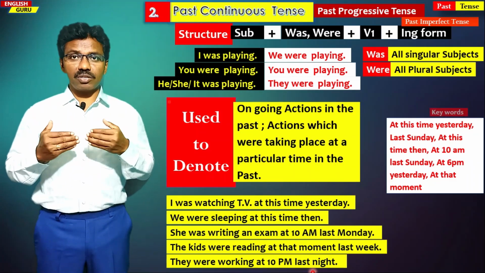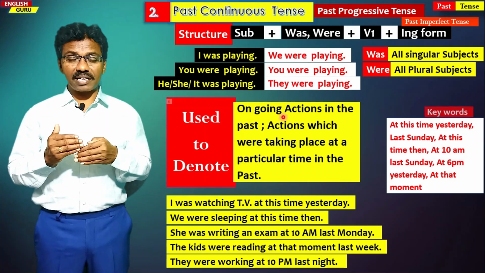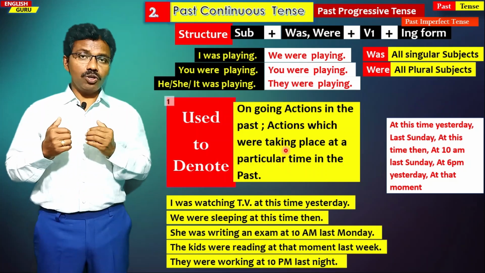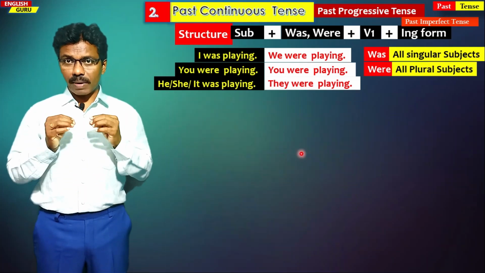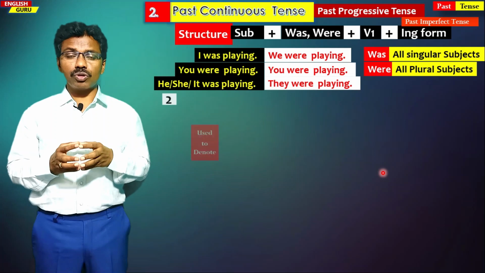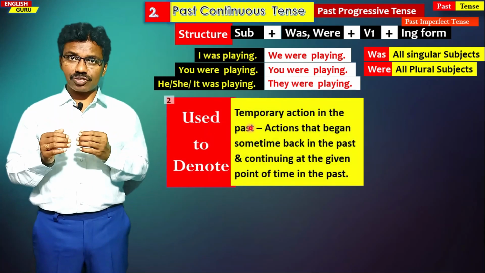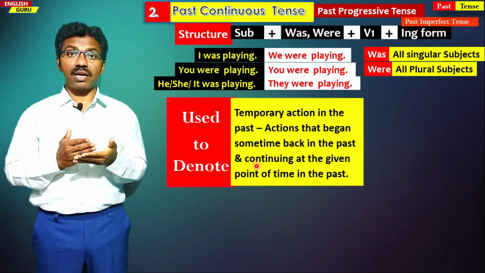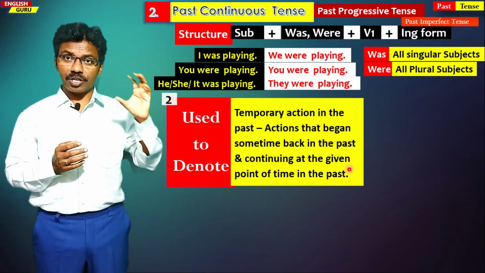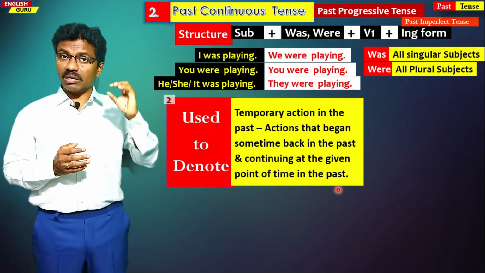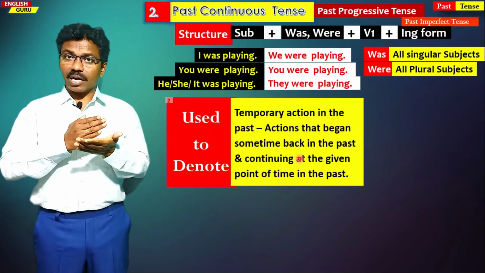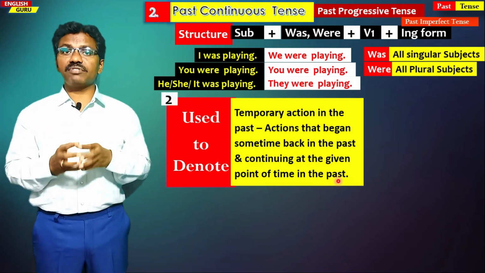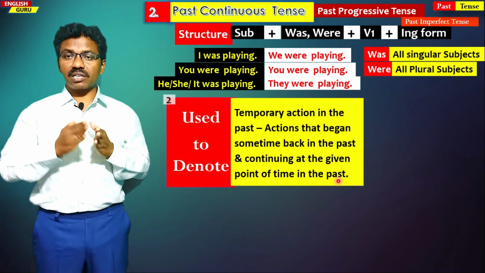So past continuous tense is used to talk about all these kinds of activities which were happening sometime in the past. And there is one more use of past continuous tense. It is used to talk about temporary actions in the past and actions that began sometime back in the past and were continuing at the given point of time in the past. So they began at some time in the past and continued up to some time in the past. For such kind of situations we use past continuous tense.